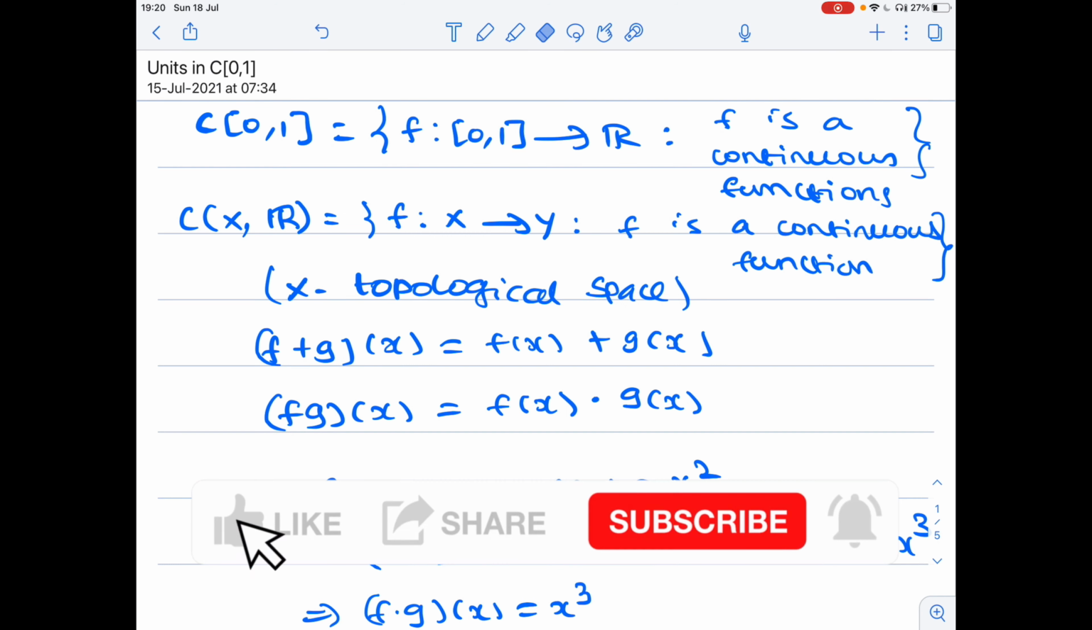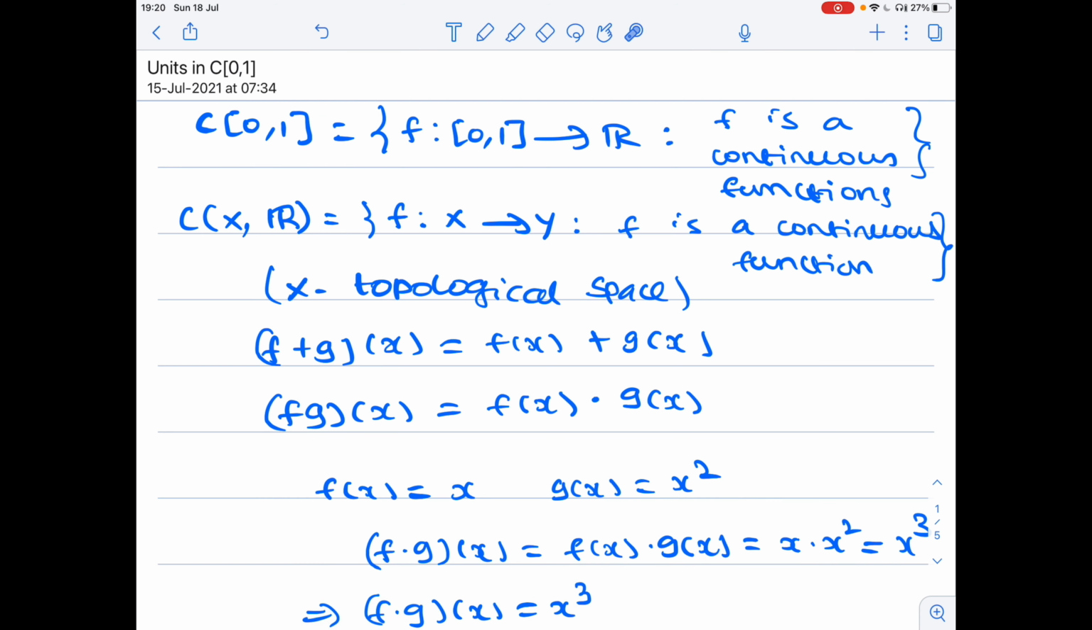Hello mathematicians. This is part 3 of the video on C[0,1], the ring of real-valued continuous functions on the closed interval [0,1]. In this video we will see what the units in this ring are. Units means the element should have a multiplicative inverse. We will also see what the nilpotent elements in this ring are and what the idempotent elements in this ring are.